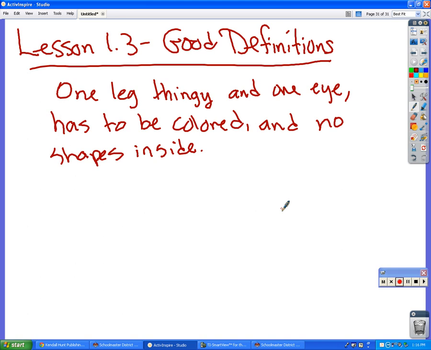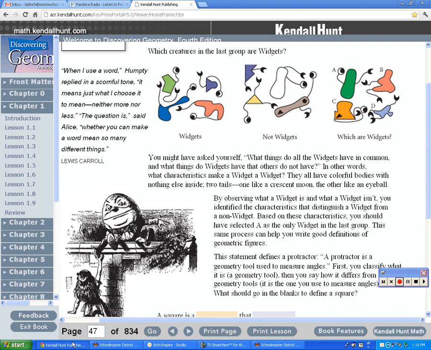Yes. Okay, and so what makes this a good definition is it tells us both what the widget has, a leg thingy, an eye, and color, and it also says what it does not have, no shapes inside. So we were able to figure out what's a widget and what's not based on that definition.